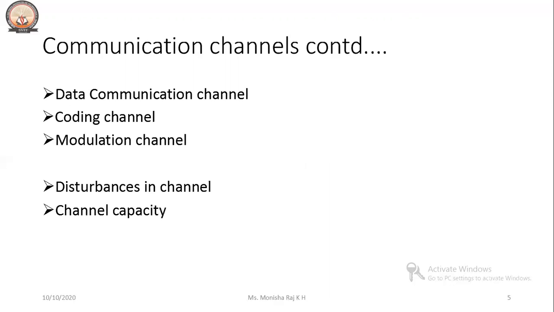An important characteristic of a data communication system is the channel capacity, which represents the maximum rate at which data is transferred across the channel with a small probability of error. This is about communication channels. Next, we'll be studying discrete communication channels.